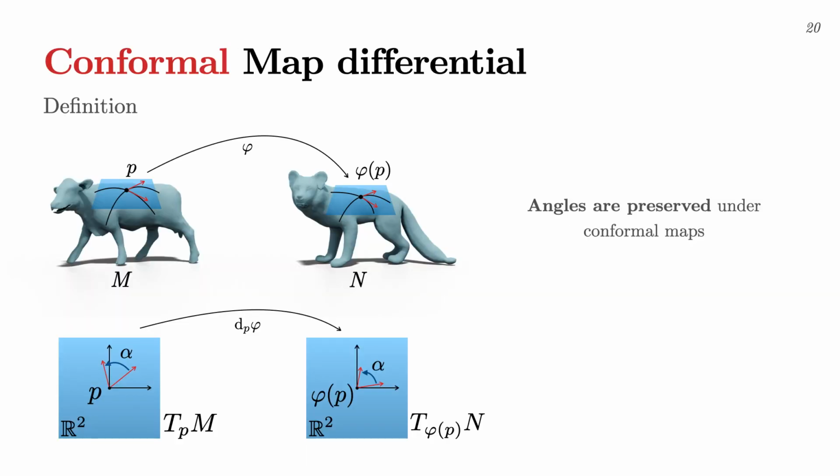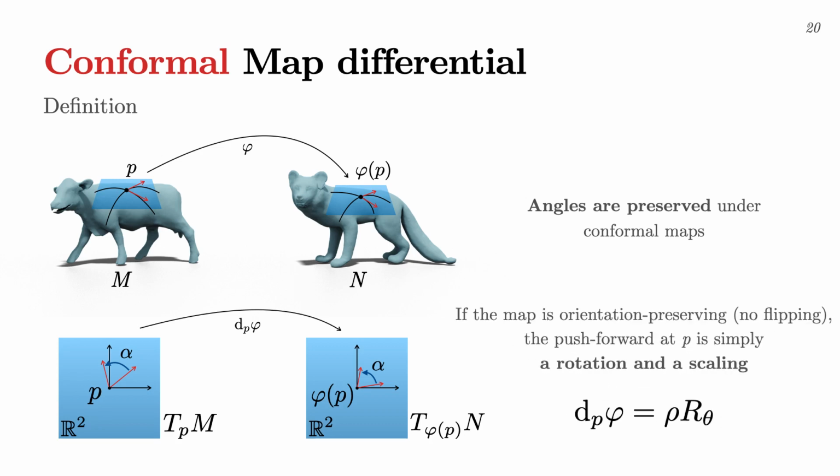Now let us look at the differential of a conformal map. What are conformal maps? They have the nice property of preserving angles. So, given two vectors on the tangent plane, alpha the angle between them, their image by the map differential will have the same angle alpha between them. This is conformal. What that means for our differential is that it cannot shear the tangent plane. It can only scale, rotate, or flip it.